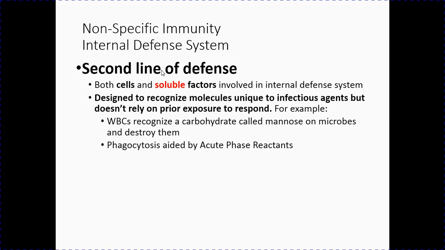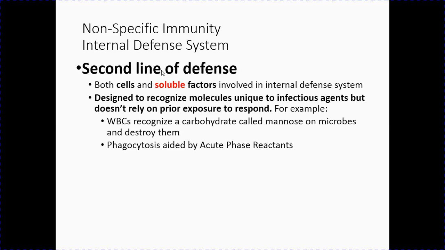White blood cells, phagocytic cells, can recognize a carbohydrate called mannose. It's found on the bacterial cell wall. And when it's found by a white blood cell, it's tagged for phagocytosis and death. Honestly, it doesn't matter what kind of microbe has mannose on it. It's just the recognition of mannose that targets the microbe for destruction.